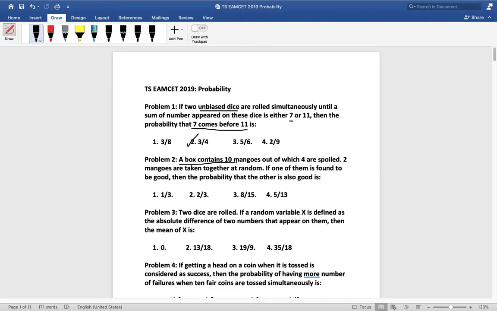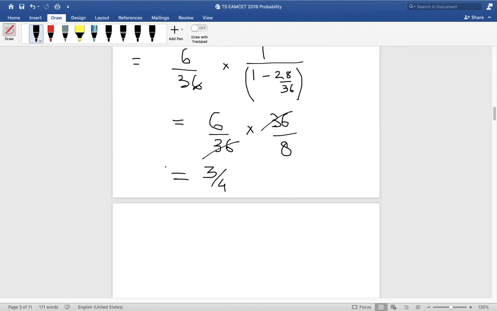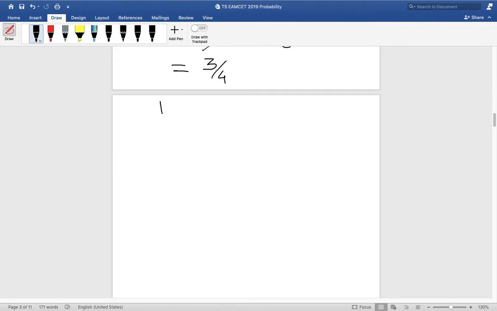A box contains 10 mangoes, out of which 4 are spoiled. So that means 6 are good. Now 2 mangoes are taken together at random. If one of them is found to be good, then the probability that the other is also good is which one of these 4 options? So let us approach it using sets. I will make sets to solve this problem. Say I have 10 mangoes, 4 are bad and 6 are good.